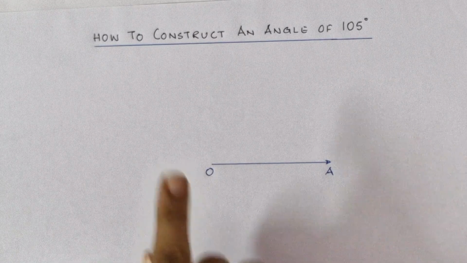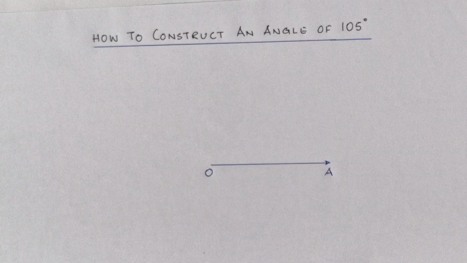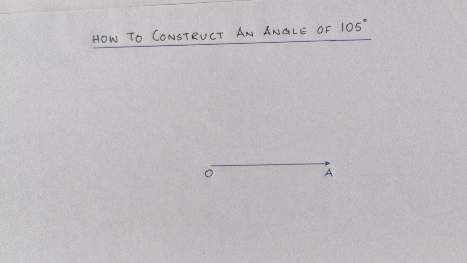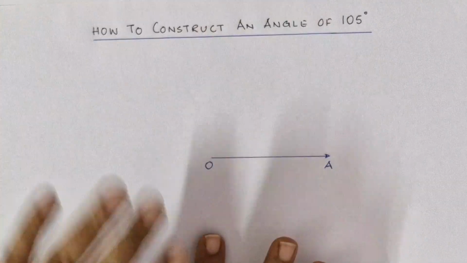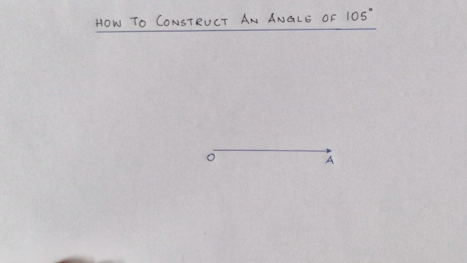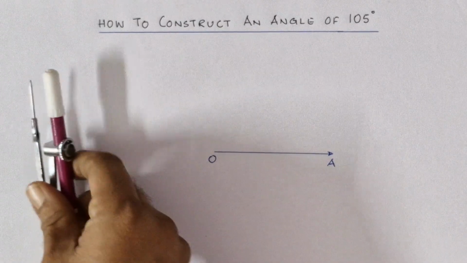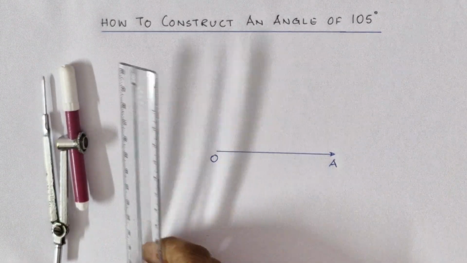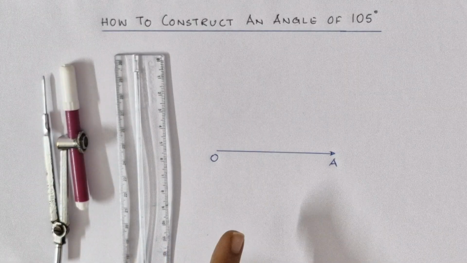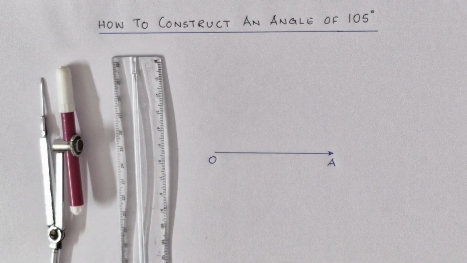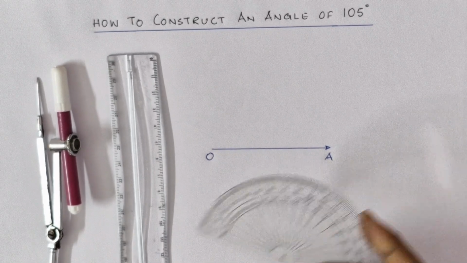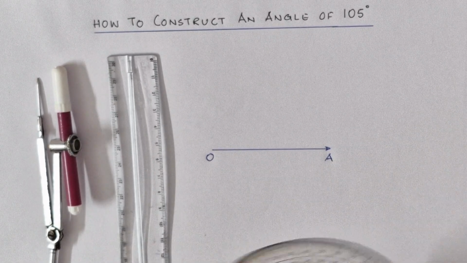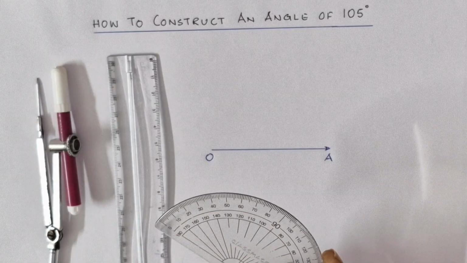Now today's topic is how to construct an angle of 105 degree. Okay, so students, let's start. Now to construct an angle of 105 degree, what do you need? As usual, we'll not be needing a protractor. We'll be needing a compass and a ruler. With the ruler and compass we'll be constructing the angle of 105 degree, but at the end of the construction we'll obviously need a protractor so that we can check whether we have correctly constructed the angle of 105 degree or not.